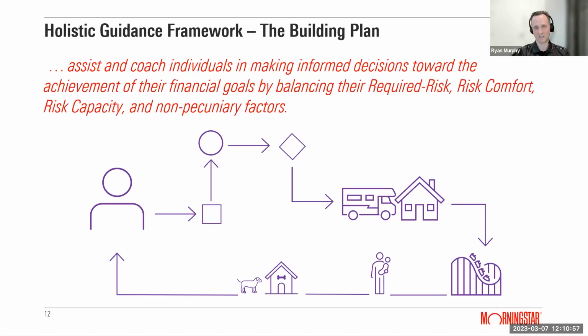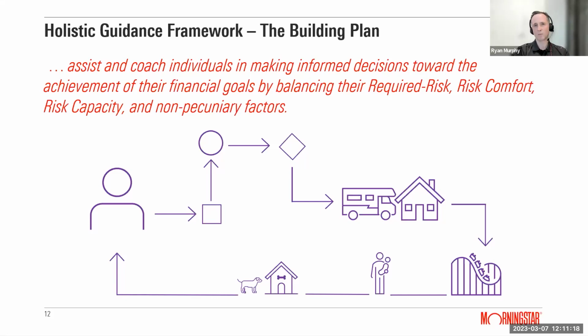Does the client have sufficient risk tolerance? Are they comfortable with the amount of volatility they're likely to experience? We think of their risk capacity. When you think of their portfolio over the entire life cycle, is it going to get them where they need to go? Or are there other risks, like shortfall risk, that they need to be mindful of? And the non-pecuniary factors I was talking about.